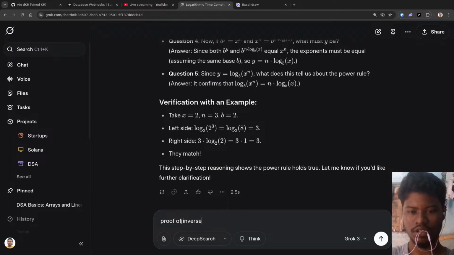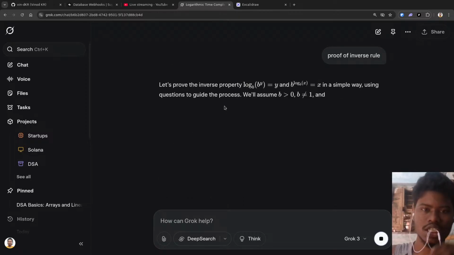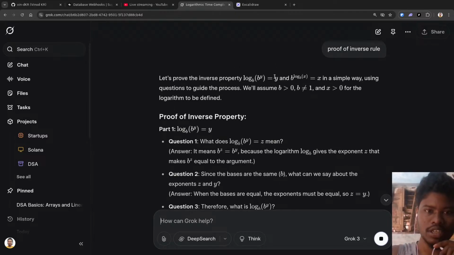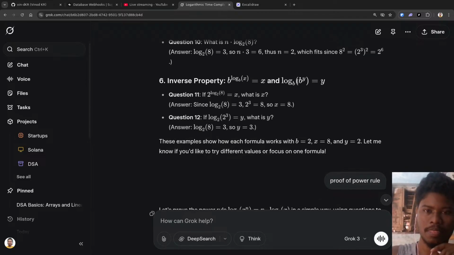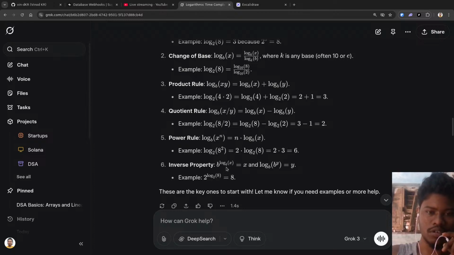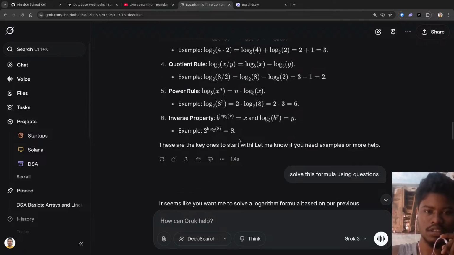Let's prove the inverse rule. Basically, log of p raised to the power y, base p, is equal to y, and p raised to the power log p of x is equal to x.